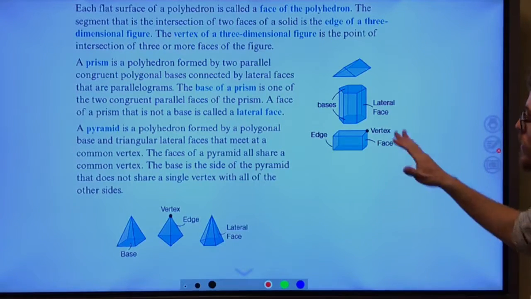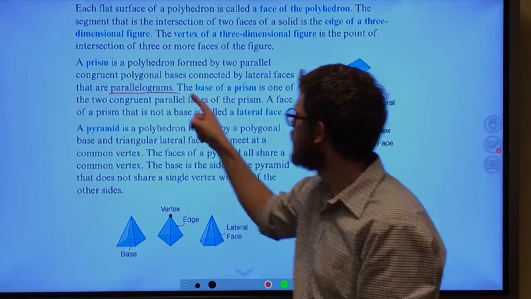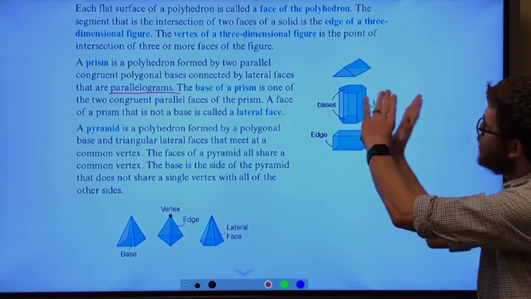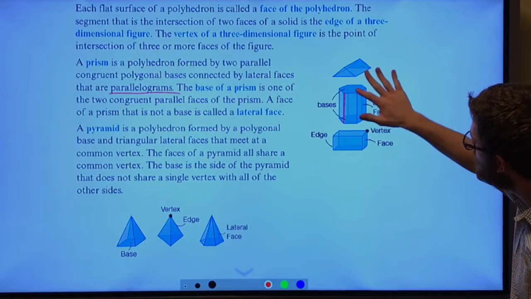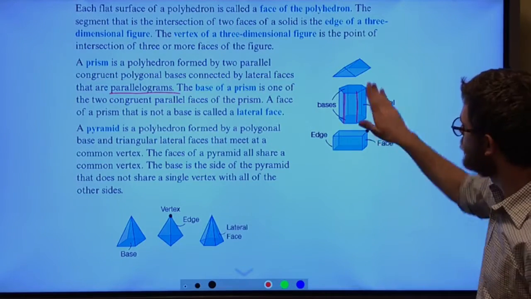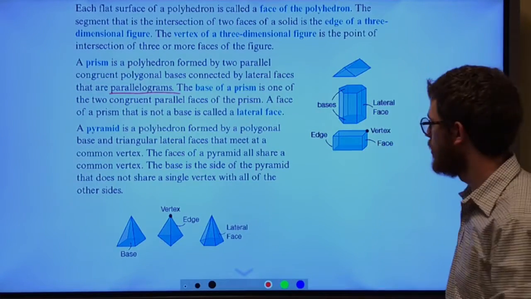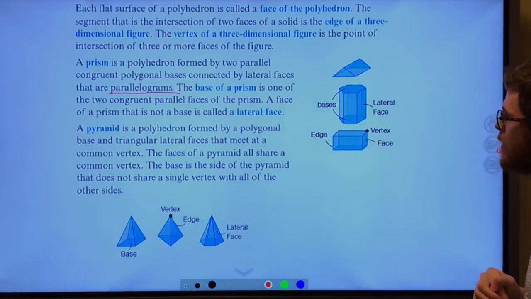It doesn't have to be a rectangle. It could be any kind of parallelogram. The bases could be connected by parallelograms. These could be shifted over. As long as these are parallel segments, then it's considered a prism. All right, I jumped the gun on that one. I'm sorry about that. It doesn't have to be a rectangle; as long as it's a parallelogram, you're good.